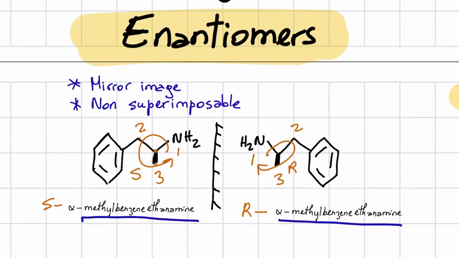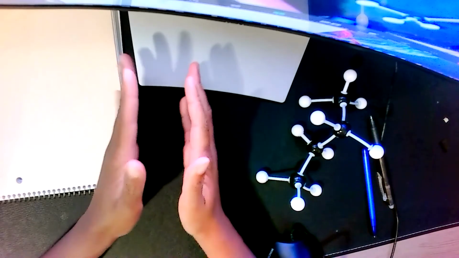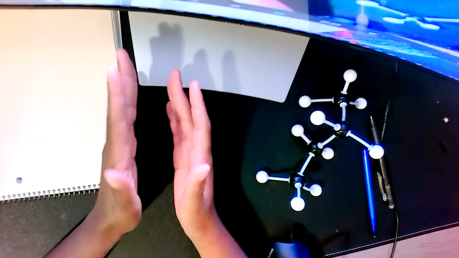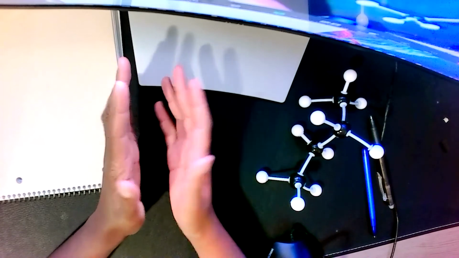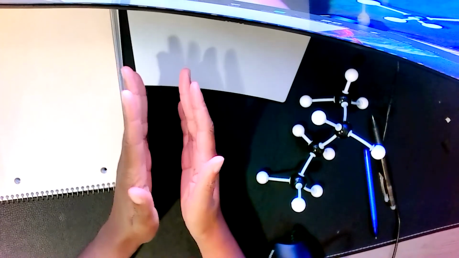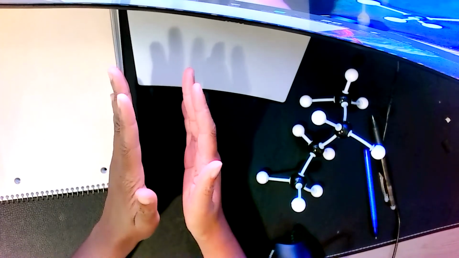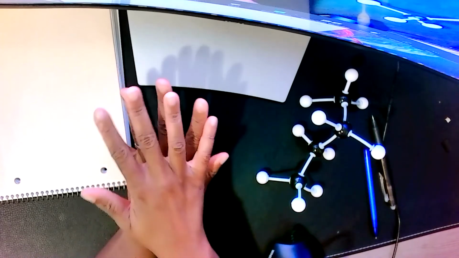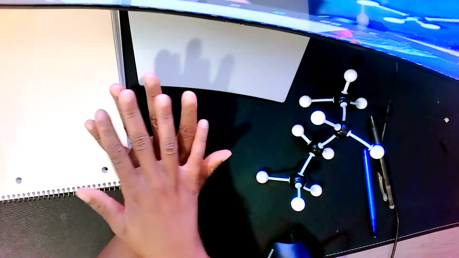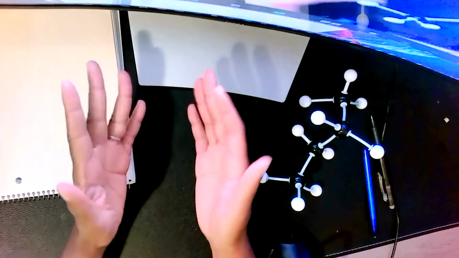Enantiomers are mirror images of one another, and they are non-superimposable. For that, I would like to quickly give you an example with my hands. If you look at my hands, we can agree that they look like mirror images of one another, right? It's like one is looking at the other through a mirror. So that's what we mean by mirror image. However, we can agree that they are not superimposable. You can't convert your left hand into your right hand. It's just not going to happen.